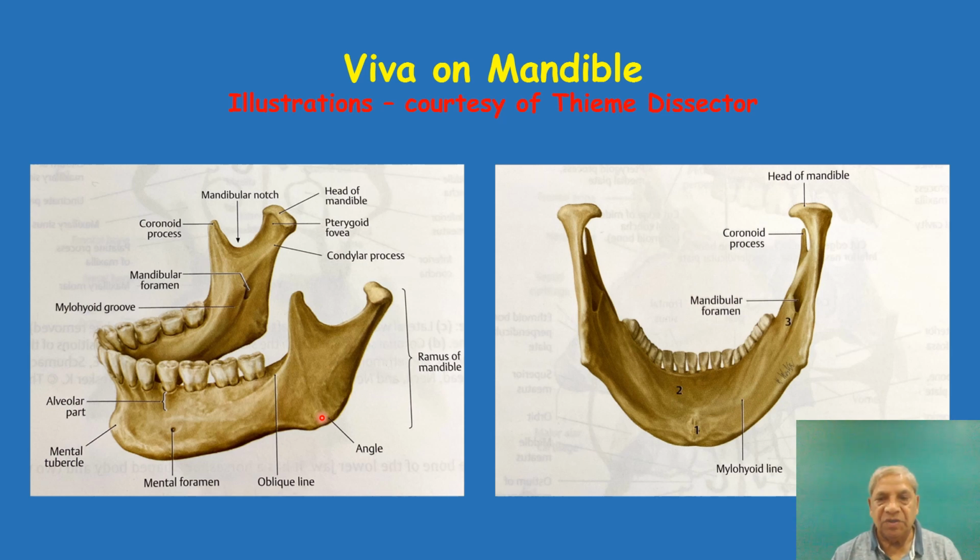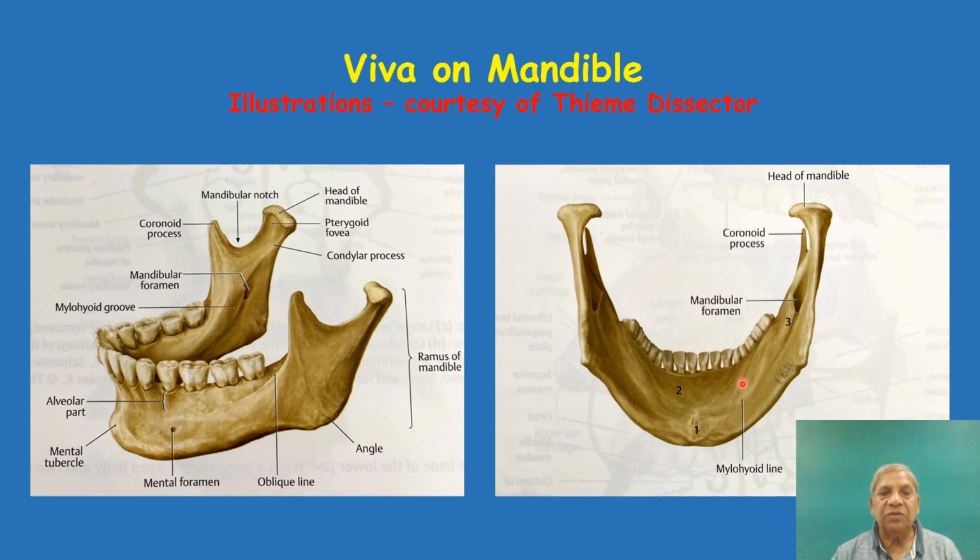Then he may also ask you, show me the mylohyoid groove. On the inner aspect of the ramus, from the mandibular foramen, you can see where I am moving my pointer, this is the mylohyoid groove, and just above there is a line called the mylohyoid line. These may be the questions which can be asked on the mandible.